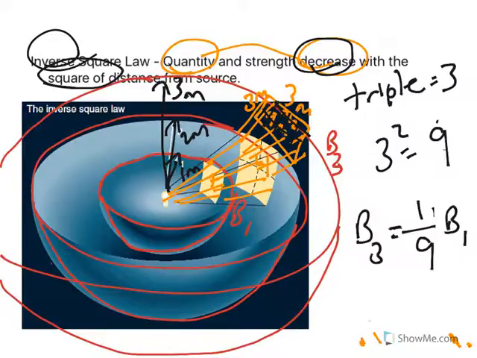So when you tripled your distance, if you were standing here looking back, the brightness of the light bulb will be 1/9 as bright as if you were standing at the inner hemisphere looking at the light bulb. So here's another example of the inverse square law.